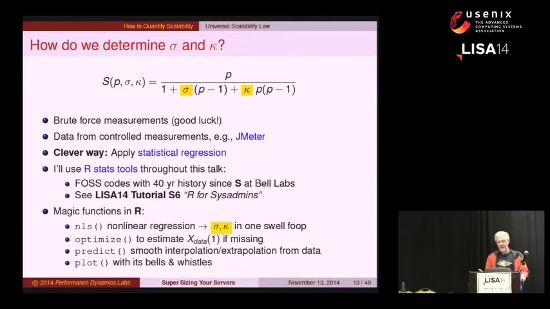And then I can predict and interpolate and extrapolate from the data. And of course, I can plot this stuff out. And the plots I'll show you today are in fact plots from R with its various bells and whistles. Most of the bells and whistles I don't even use because I'm not interested in some fancy graph. I'm interested in what is the graph trying to tell me about the data.